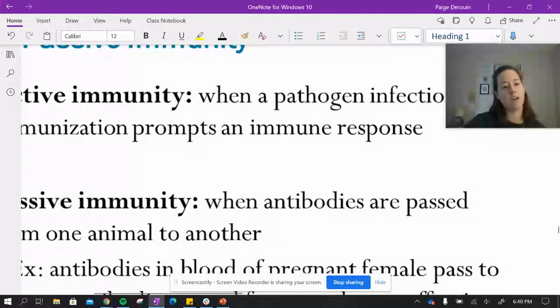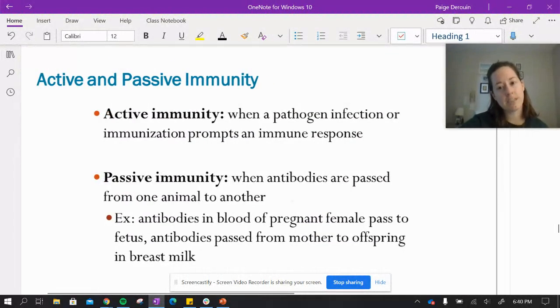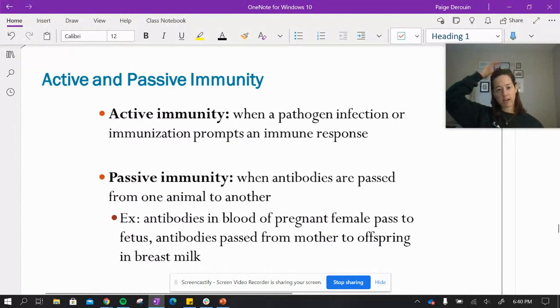All right, almost done. I talked about this briefly before, but there are two types of immunity, or ways to gain immunity, for acquired immunity. And that's active, which means that either a pathogen or a vaccine prompts an immune response so that you have been exposed, whether you were sick or not, and you have memory cells that are responsible for handling that pathogen.